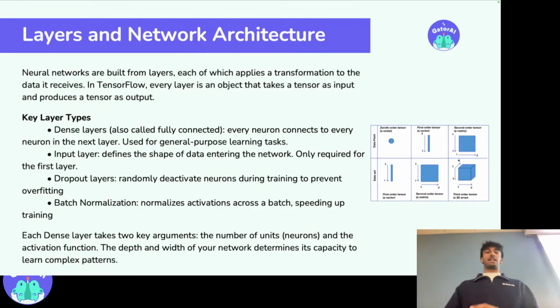As for the network size that we talked about, the depth of your network, meaning how many layers, and the width, meaning how many neurons per layer, are architectural choices. Deeper and wider networks can learn more complex patterns, but they need more data and more time to train and are more prone to overfitting. When we go through the demo, I'll show you exactly what I mean.